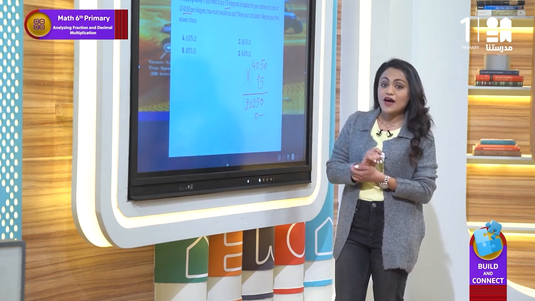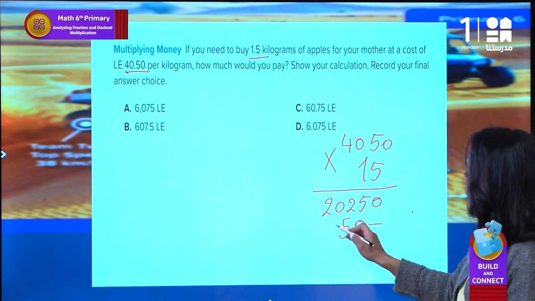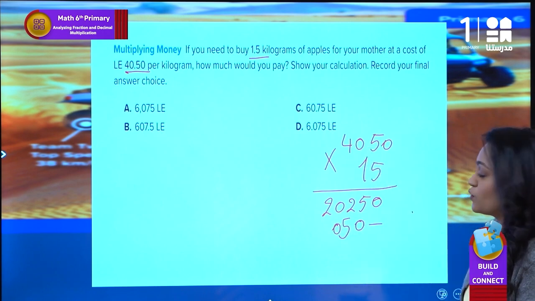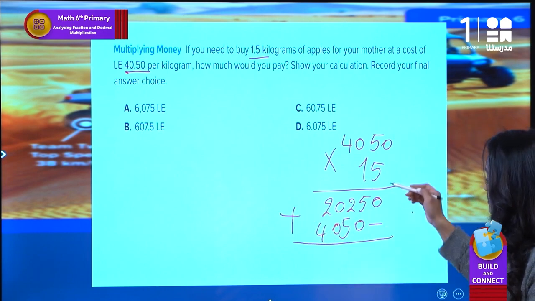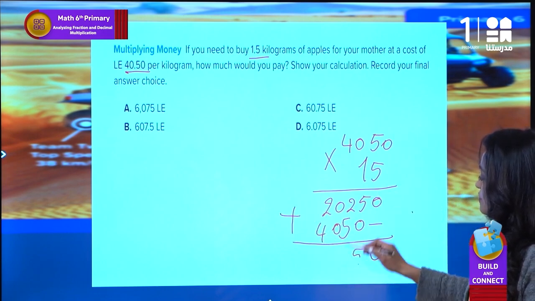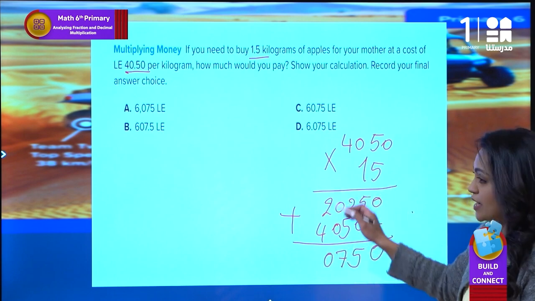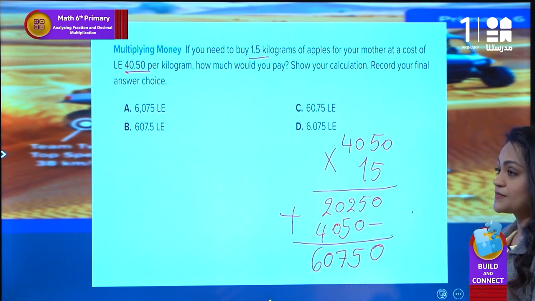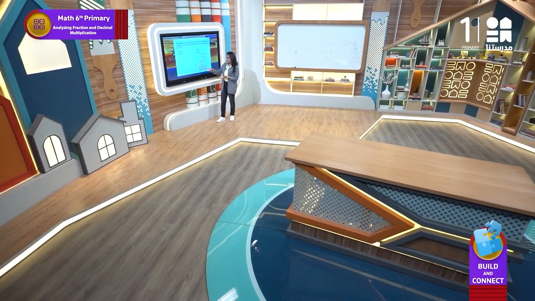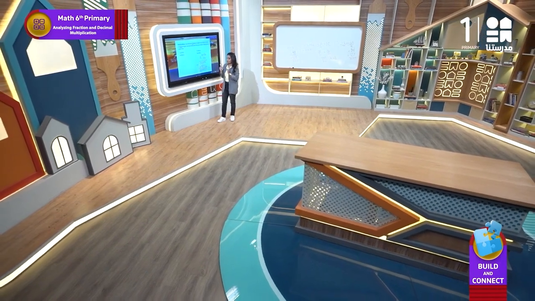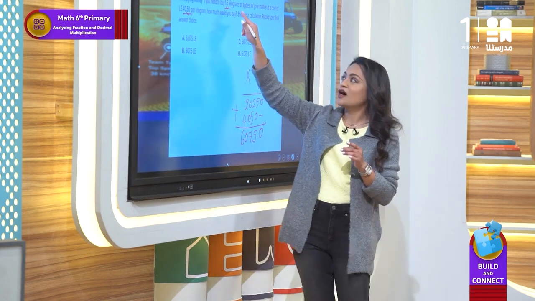1 multiplied by 5, good job, 5. 1 times 0 is 0. 1 times 4 is 4. Add. 0, 5. Here, it's how many? 7, 0, and 6. So we have here the answer. It's 60,750. But wait, we still didn't put the decimal point.